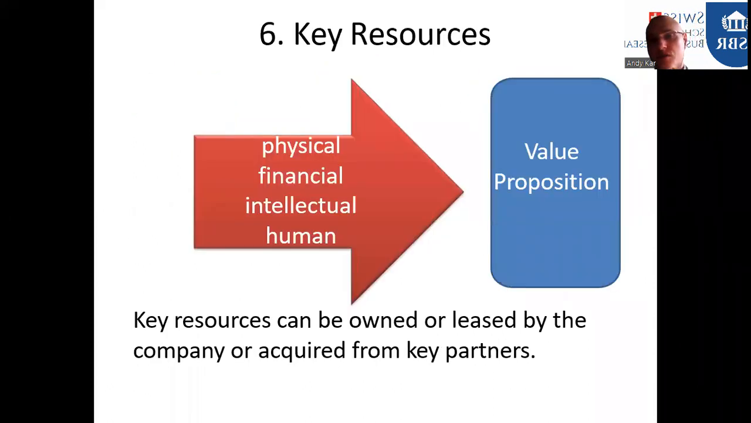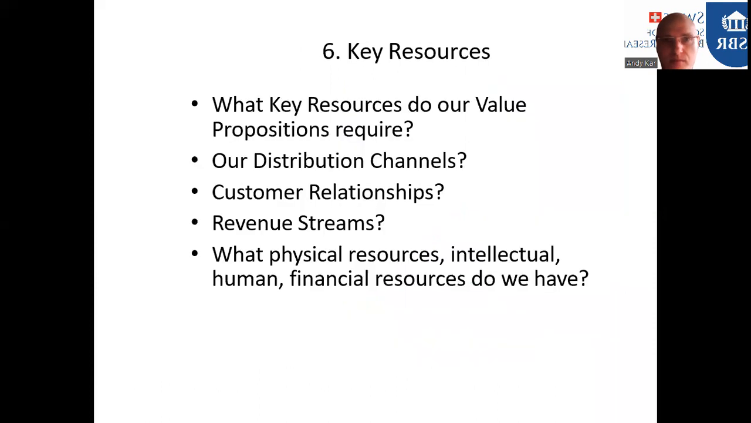Now about the key resources. It's the 6th of the 9 key elements of our business canvas. We have physical, financial, intellectual, and human resources, which are all our supplementary functions which help us to create our value proposition. Key resources can be owned or leased by the company or acquired from our key partners.